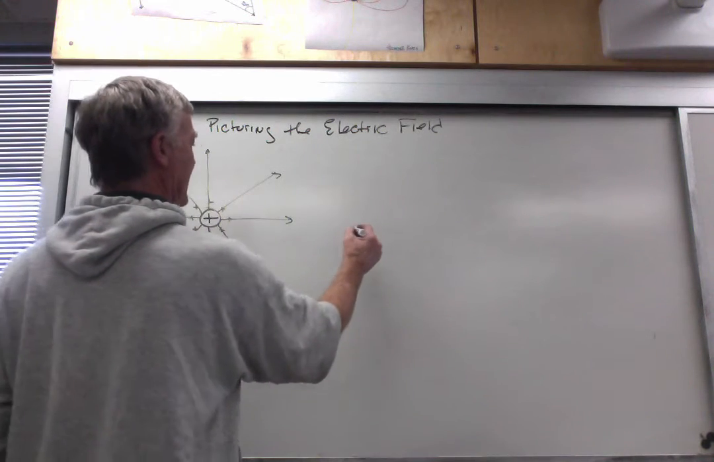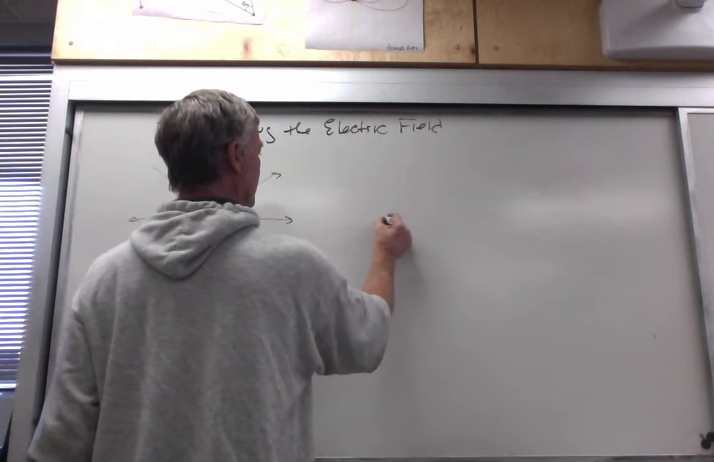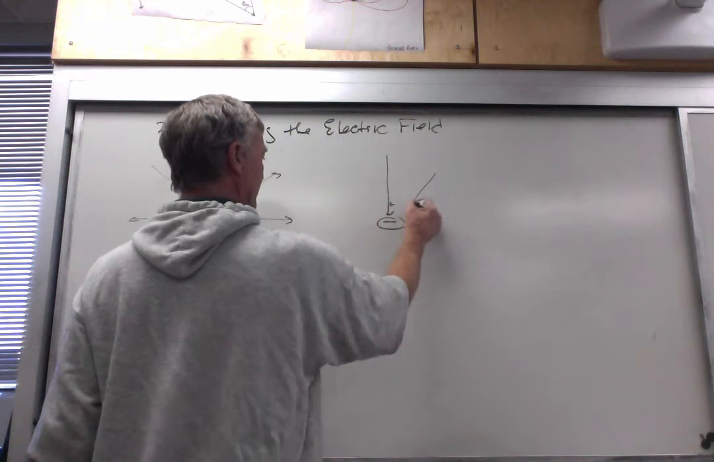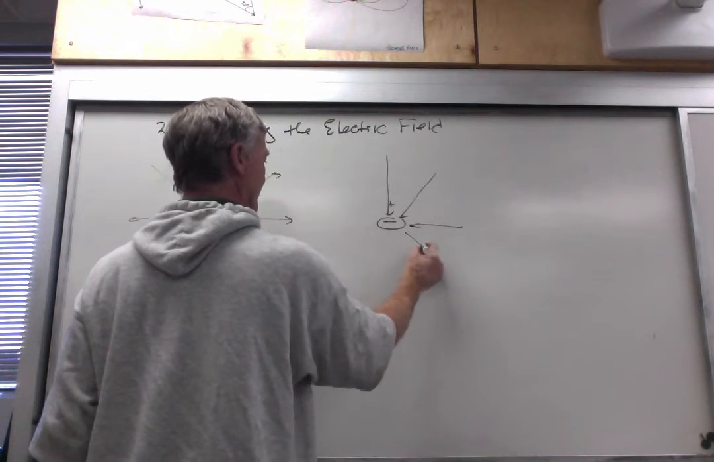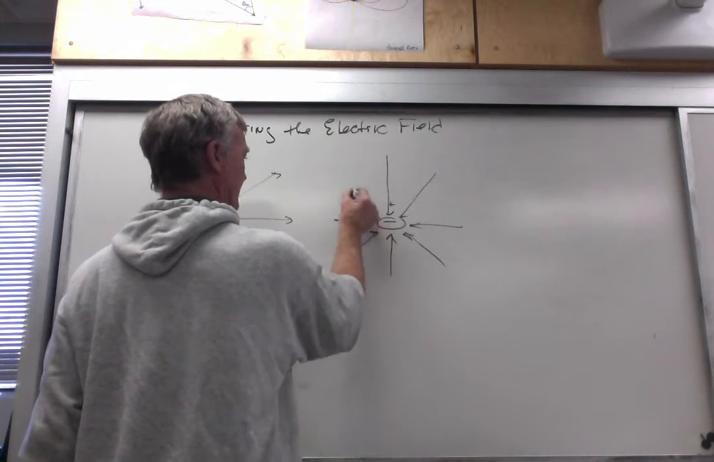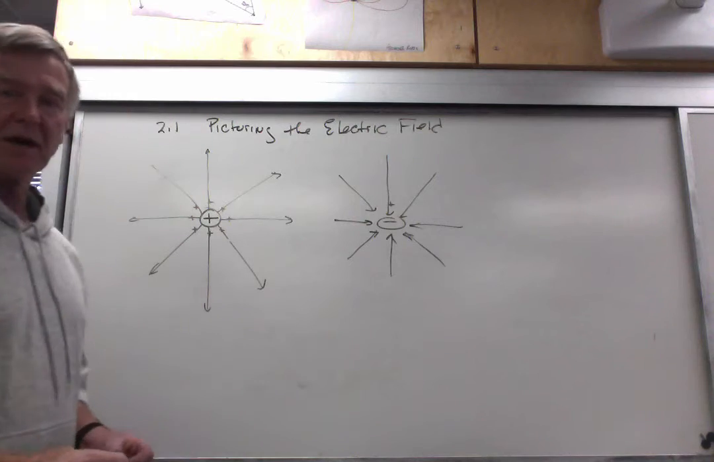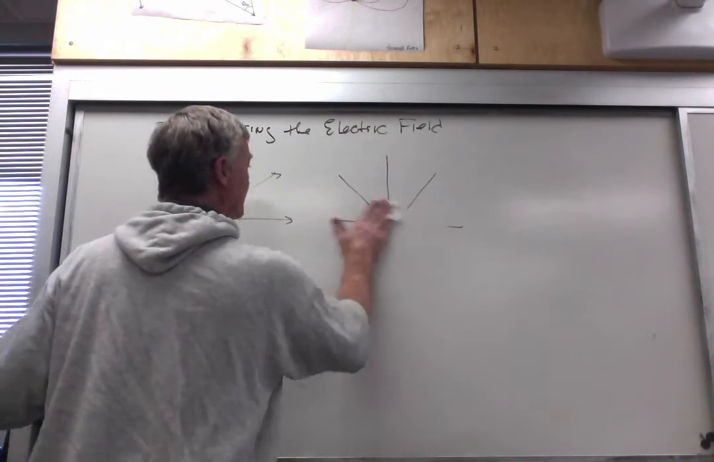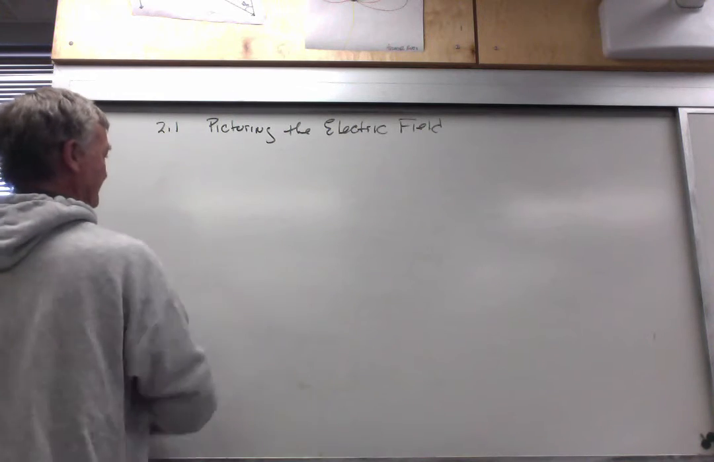If this had been a negatively charged object, we would think of that positive charge and what it would do, and the lines would all come toward it. And that is your basis for what we're doing, something like that. Right? Now, what is interesting is what happens when you put charges next to each other.